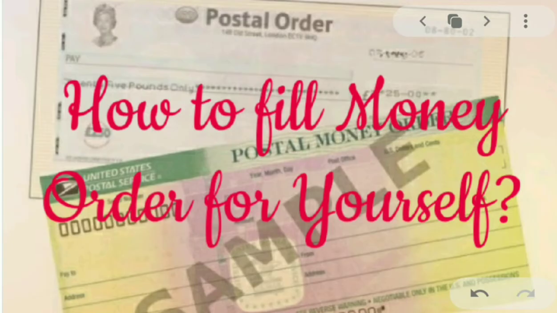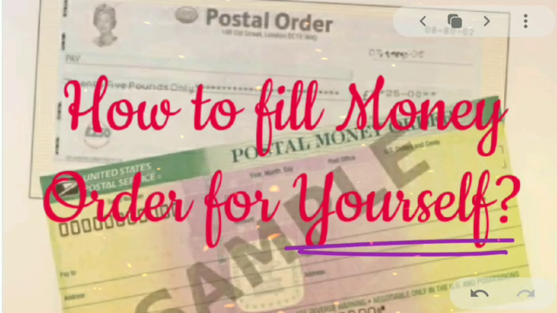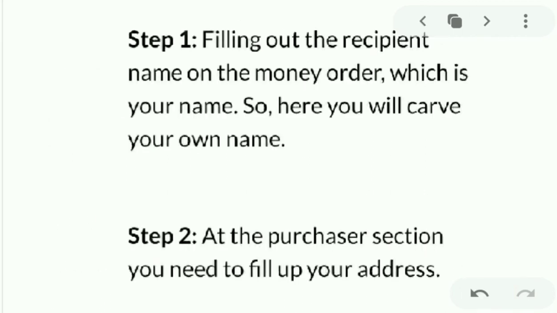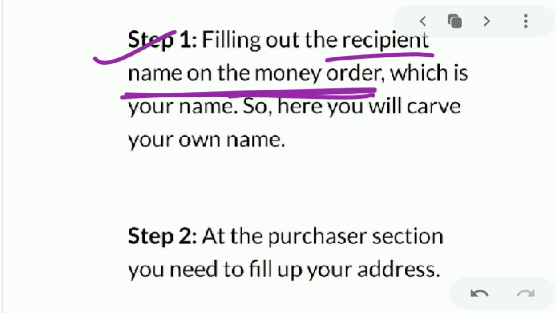Next, we will move on to how to fill out a money order for yourself. How can you fill the money order in case you want to draw money for yourself? Filling out a money order for yourself also involves easy steps. The first step is filling out the recipient name on the money order. Here the recipient name is your name. So here you will write your own name. As you are paying it for yourself, the recipient will be you only.